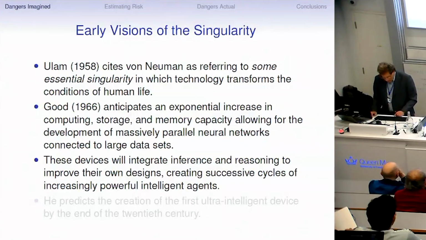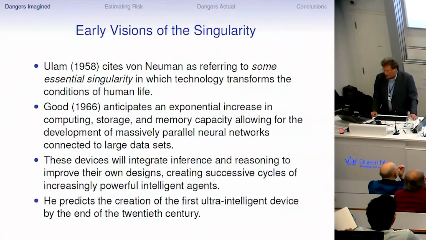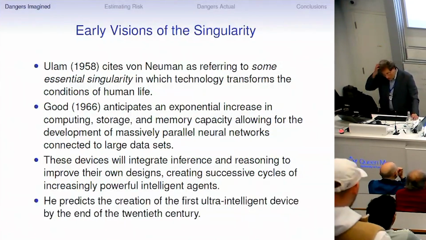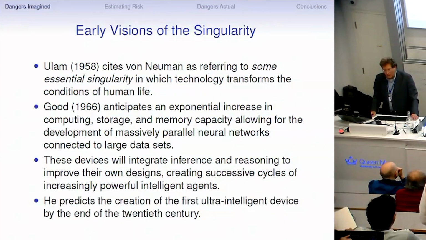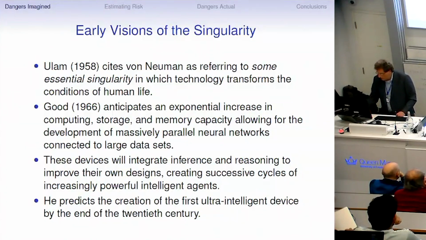So he predicts in the '66 article the creation of the first ultra-intelligent device by the end of the 20th century. It didn't happen. And I'll argue it wasn't an accident that it didn't happen. So he got a lot right about the direction that AI and computing would take. From the perspective of '66, that's exceptional, but not on the issue of the emergence of generalized superintelligence.